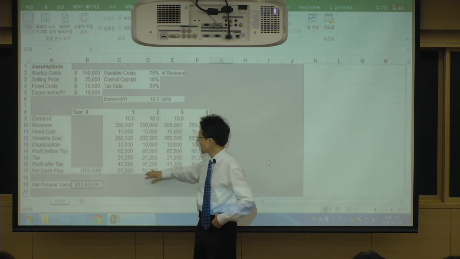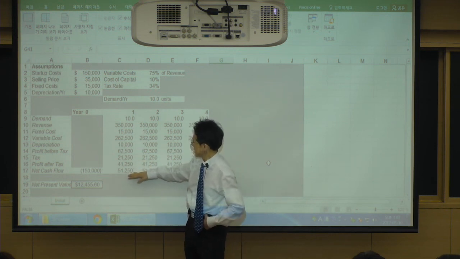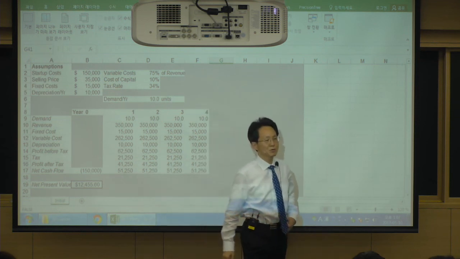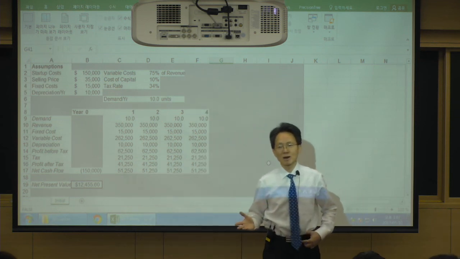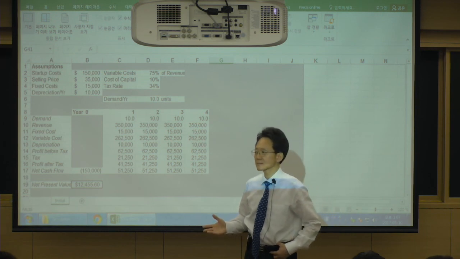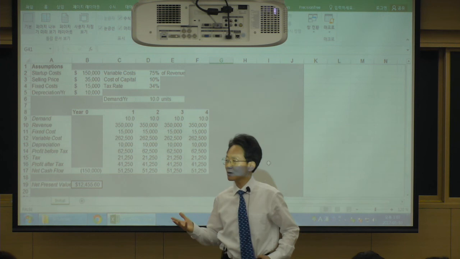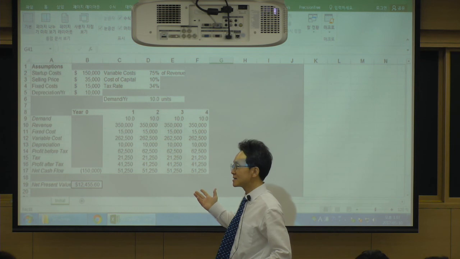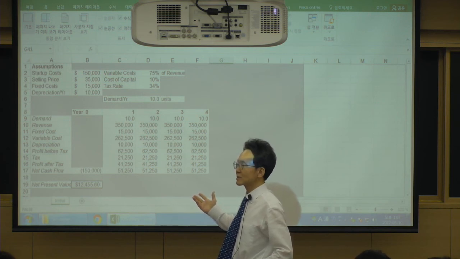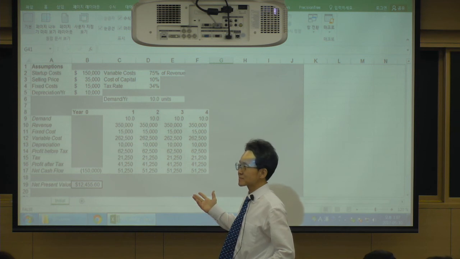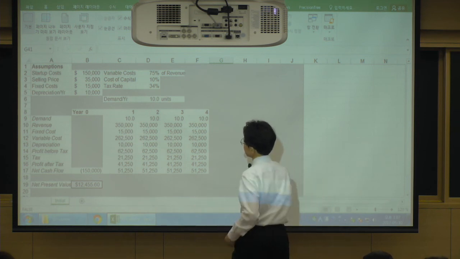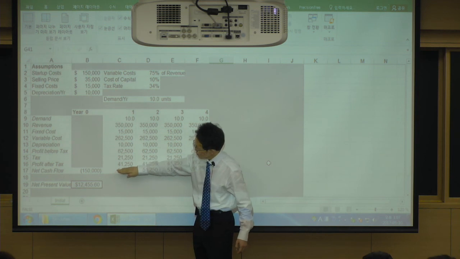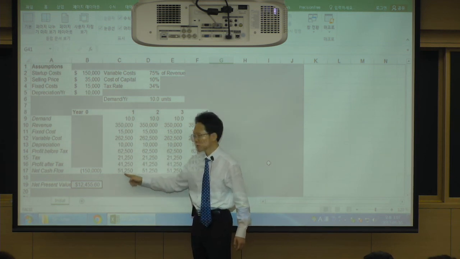Can anyone explain why the cash flow is 51,250, which is different from profit after tax? Yunjung, can you explain that? When we calculate the profit after tax, depreciation is included, but that is not a real cash outflow, so we have to add depreciation back to profit after tax. Okay, so we add back depreciation to profit after tax, and we get 51,250.